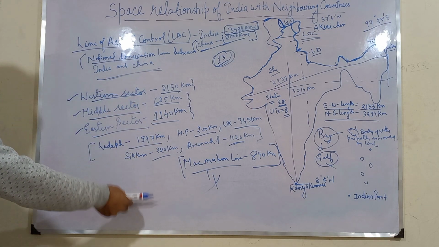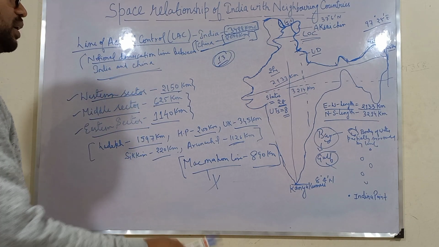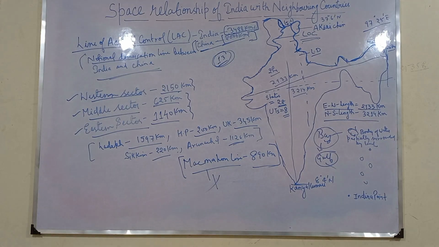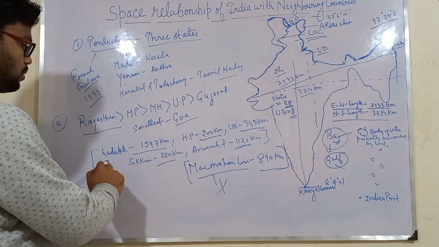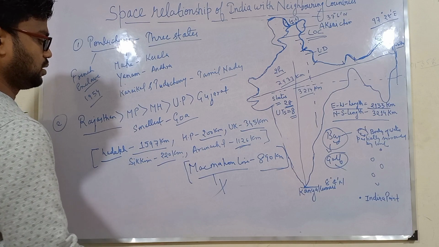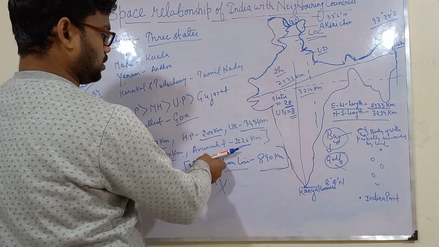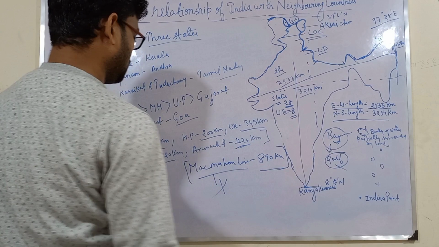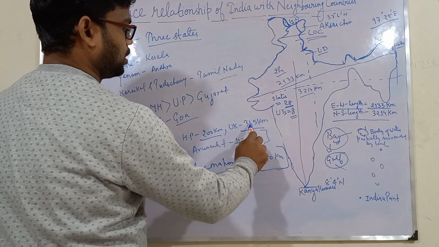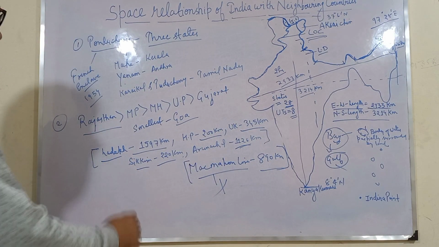I hope you have noted down the important points under this topic, the Line of Actual Control. We will move to some other facts which are important under this topic. While considering the India border with China, do remember that as per India, the maximum border is in the Ladakh region, that is 1597 kilometers. Then second most is in Arunachal Pradesh, 1126 kilometers. Then we have 220 kilometers in Sikkim, 200 kilometers in Himachal Pradesh, and 345 kilometers in Uttarakhand.